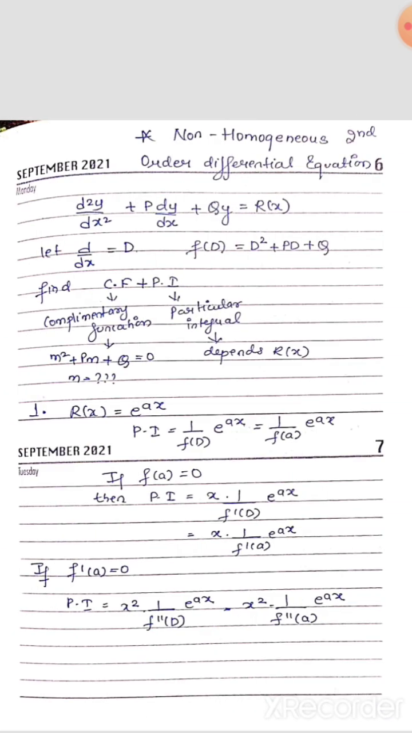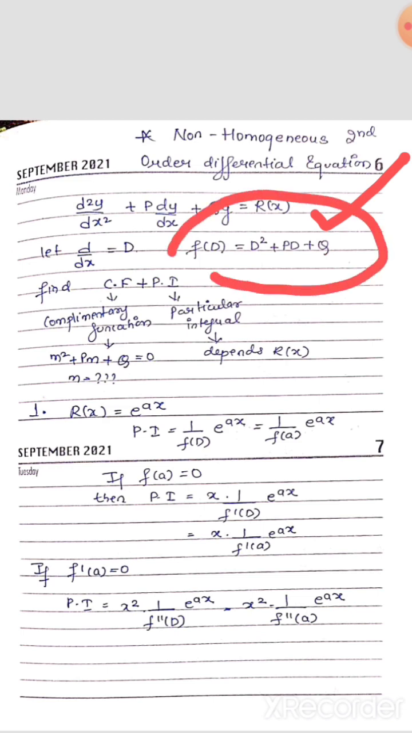Okay, next, now coming back to the non-homogeneous second order differential equation. The equation form is y double dash plus p y dash plus q into y is equal to R of x. Here take d by dx is equal to D, and the function reduces to D square plus pD plus q. Find the complementary function and find the particular integral. How to find the complementary function? Similarly, the way we find our roots. And find the particular integral depending upon R of x. What type of R of x we have, depending upon that you have to take the particular integral.